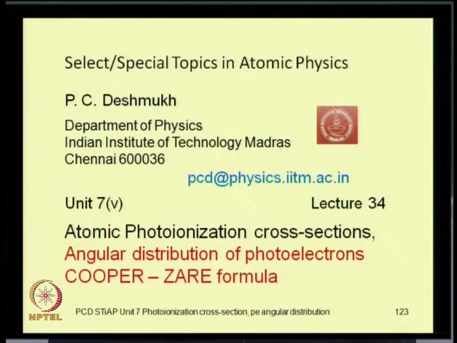We will arrive at the Cooper-Zare formula for angular distribution of photoelectrons. I will not derive it in very great details, but I will certainly outline the essential points which lead us to what is famously known as the Cooper-Zare formula for photoelectron angular distributions.